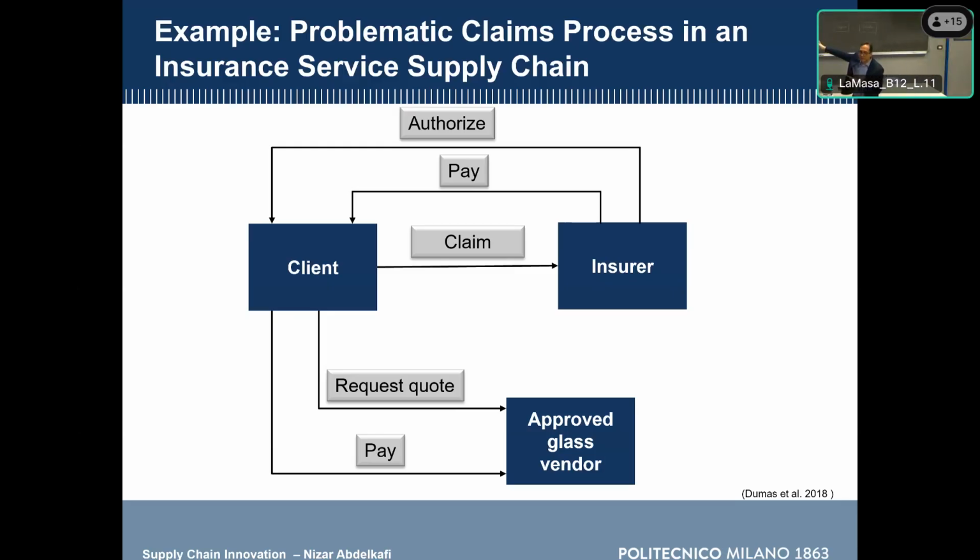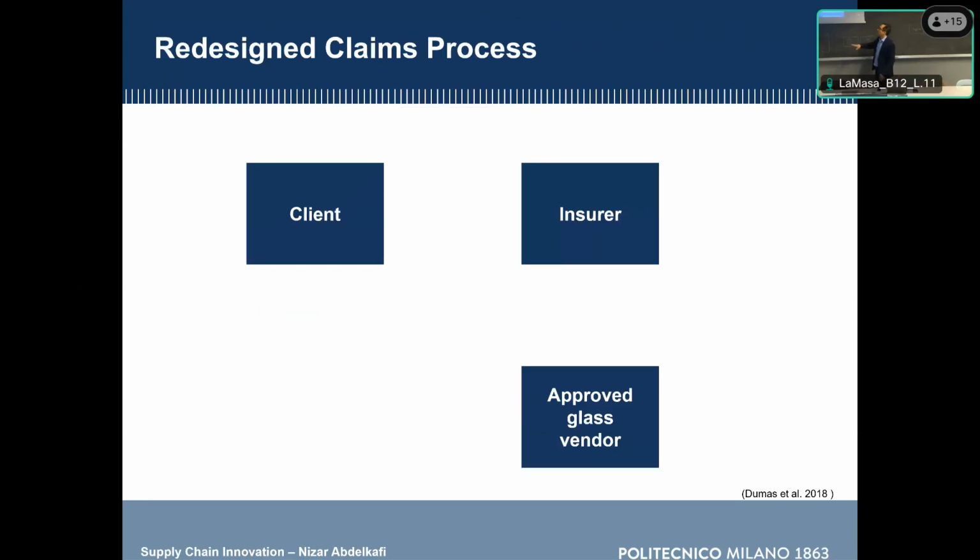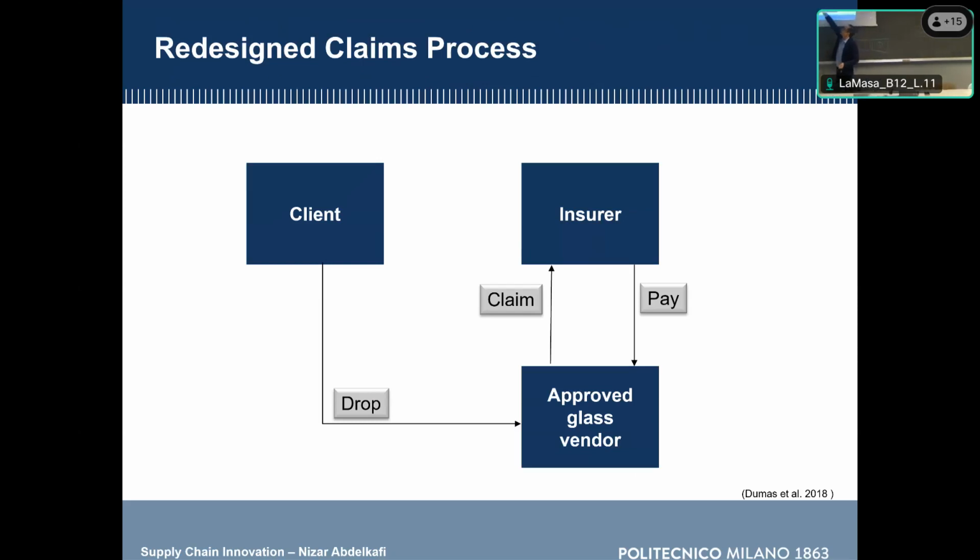So who may have the incentive to do the work here? Who is the supplier here? The glass vendor. So what about having the process this way? Instead of having all of these complicated things, the client just drops the car at the approved glass vendor, and the claim is now not issued by the client, but by the approved glass vendor. The insurer will just be authorizing and paying, and then the service, of course, can be given to the client.